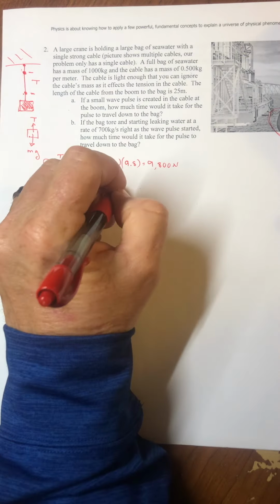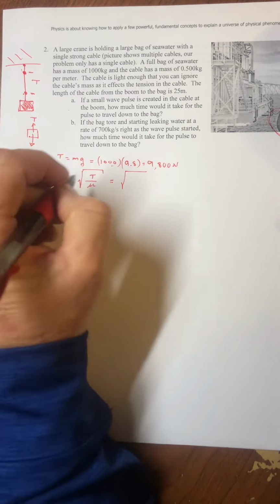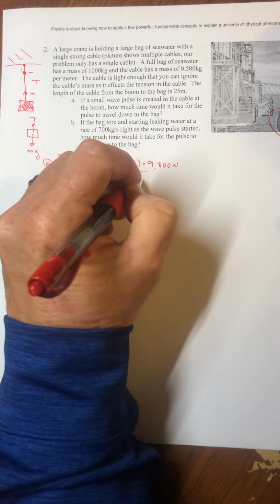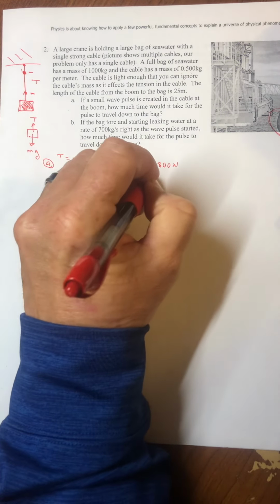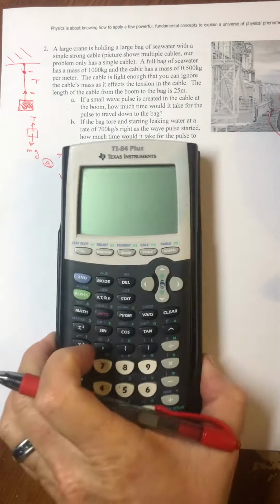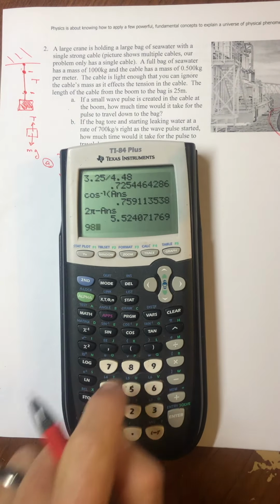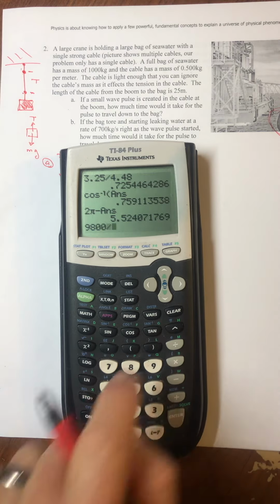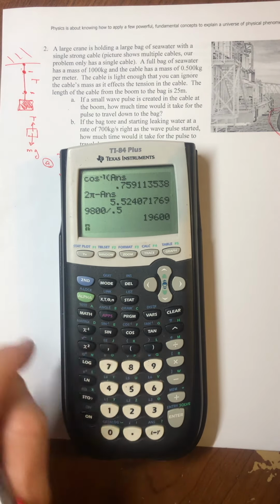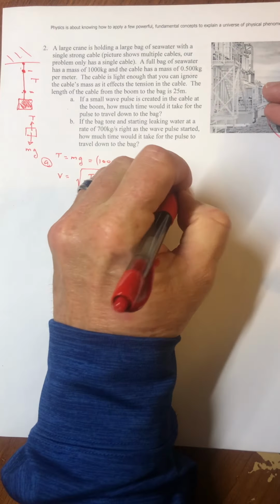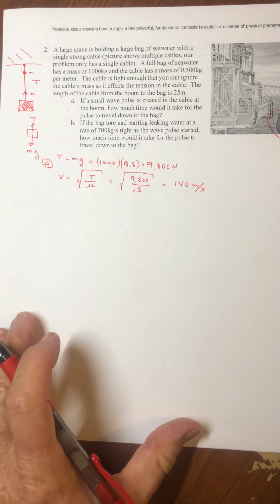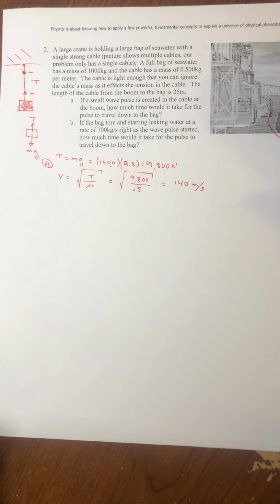And so this is going to give us a velocity of, and so I'll put the tension of 9,800. Yeah, I'll put the mass density of 0.5. Well, let's grab the calculator here. So 9,800 divided by 0.5, taking the square root of that. And we're looking at a speed of about 140 meters per second traveling down the cable.